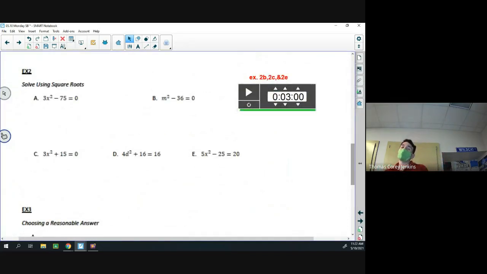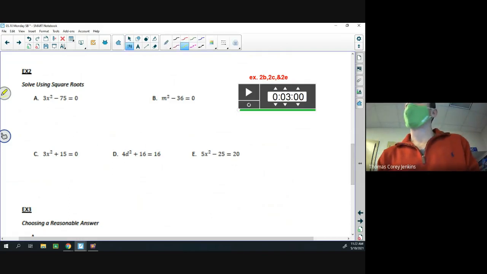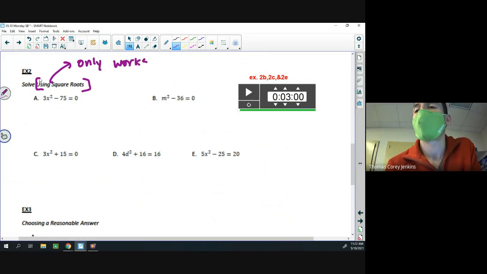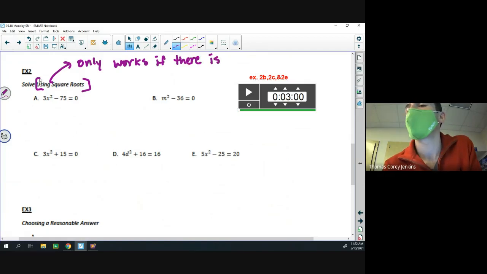All right, so example 2 says solve using square roots. Now, I've kind of alluded to this at the beginning, but it's important to know that this only works if there is no, I call it the bx term.